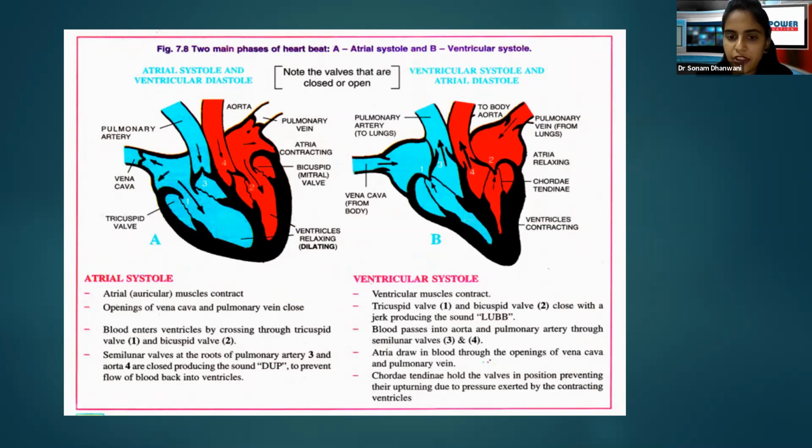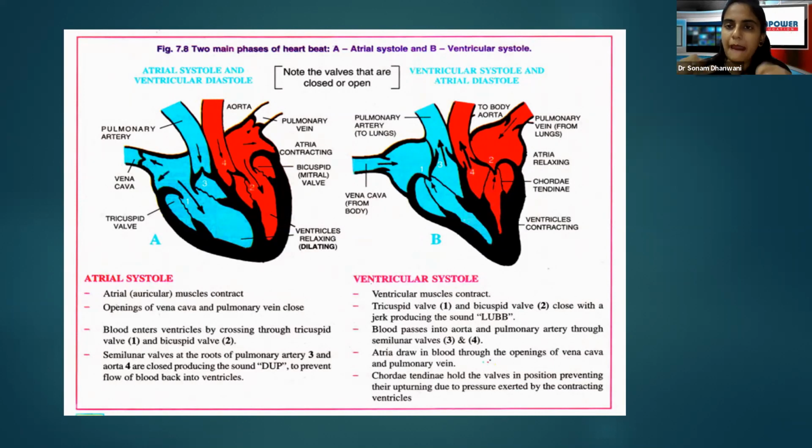ठीक है? Atria will draw in the blood through the openings of the vena cava and the pulmonary vein. Chordae tendineae hold the valves in position, preventing their upturning due to pressure exerted by the contracting ventricles. Now, muscles जैसे contract हो रहे हैं, right? तो उनका जो pressure होगा, there is so much of blood that is flowing. The muscles are contracting with so much pressure. तो ये pressure की वजह से sometimes it can happen that the walls of the heart cannot take this pressure and can lead to backflow of the blood.